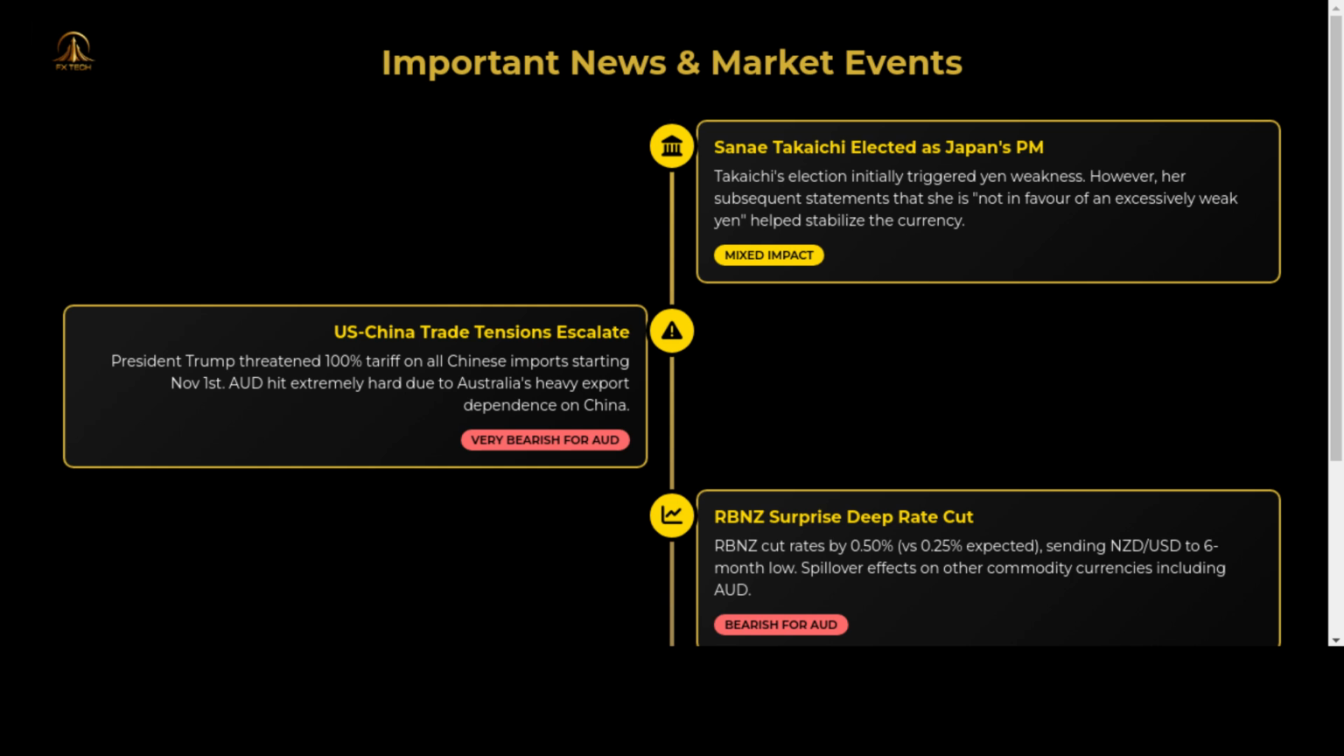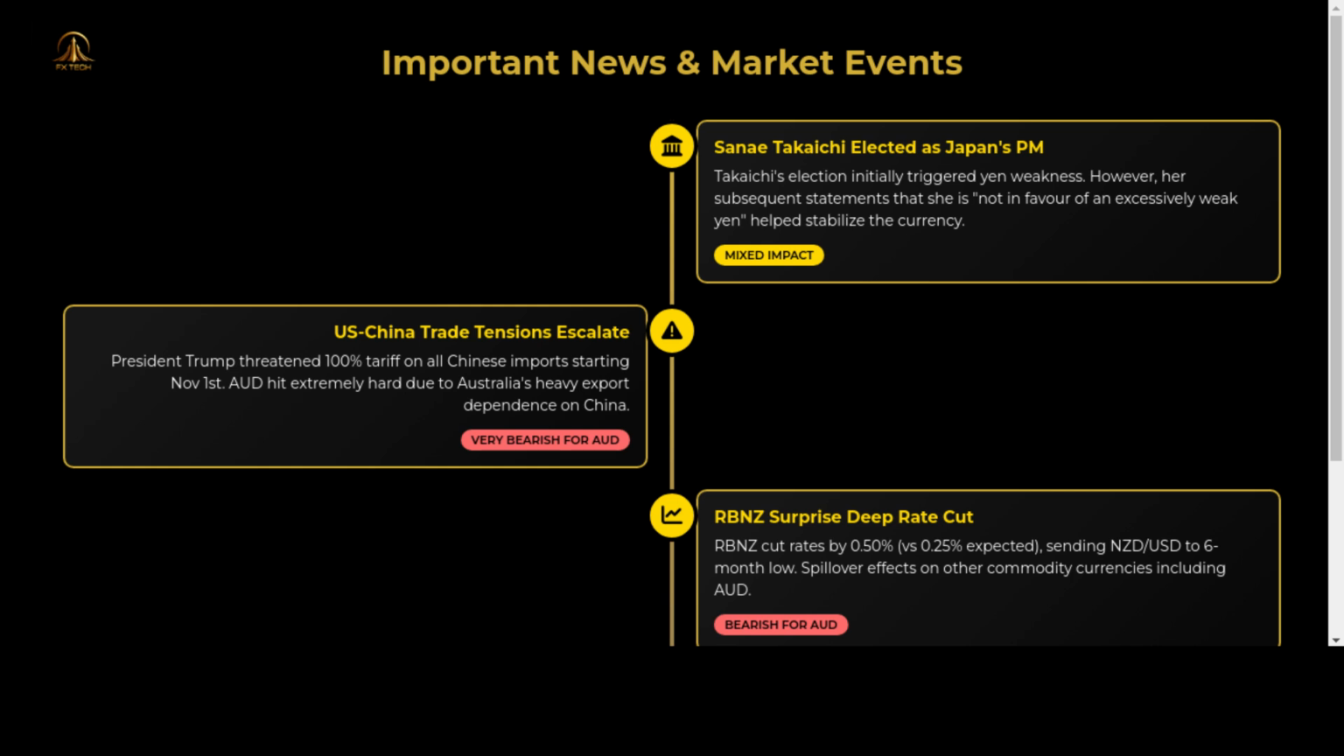4 major events have shaped AUD/JPY's recent performance. First, Sanae Takaichi's election as Japan's prime minister initially triggered yen weakness, but her subsequent comments against an excessively weak yen helped stabilize the currency. Second, escalating US-China trade tensions with President Trump's threat of 100% tariffs on Chinese imports starting November 1st hit the Australian dollar particularly hard, given Australia's export dependence on China.